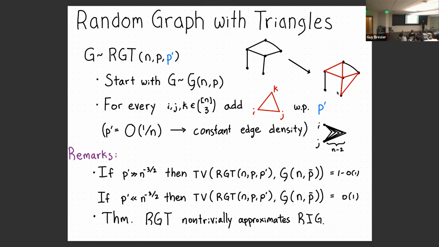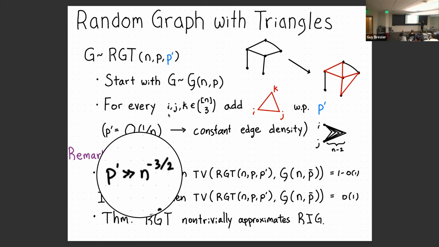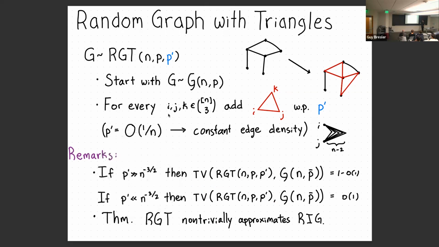All right, so the first question before one does anything, one might ask, how many triangles do I need to add to actually get something different from Erdos-Renyi? It turns out that one can calculate this threshold. If p prime is bigger than n to the minus 3/2, then one arrives at something that is substantially different from the starting point. This no longer looks like Erdos-Renyi, the TV is close to 1. If, on the other hand, p prime is below this threshold, then the TV distance from Erdos-Renyi goes to 0. So one hasn't done much by adding these triangles.